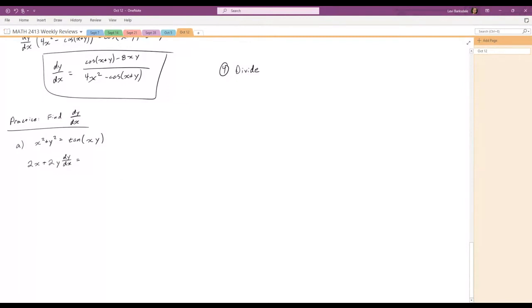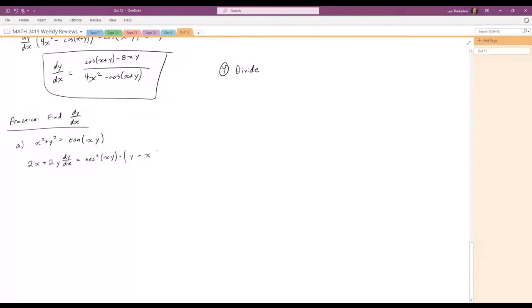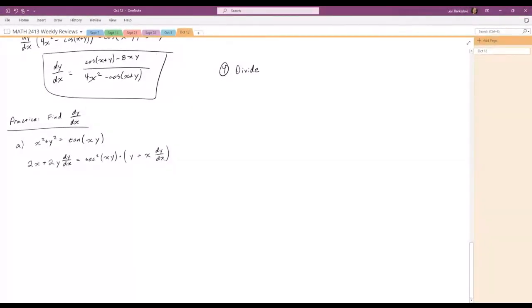Derivative of the right-hand side, again, not bad. We know the derivative of tangent. In this case, we're using the chain rule, so we work our way from the outside in. Derivative of tangent is secant squared. We leave the inside alone. And then we multiply by the derivative of the inside. Now the derivative of xy, we'll need to use a product rule here. So derivative of x is 1 multiplied by y, plus x times the derivative of y, which is dy dx. That's our derivative, but now we need to get dy dx by itself.